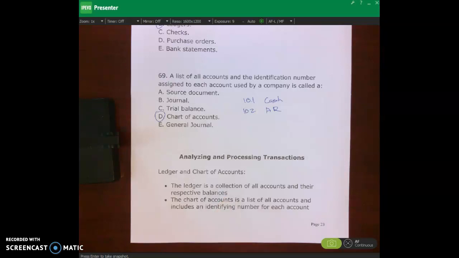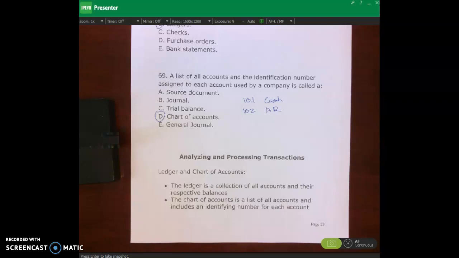And so we'll talk about the ledger and then the chart of accounts. We'll talk about debits and credits, double entry bookkeeping, and also how to calculate the balance in a general ledger account. Okay. We've had some discussions in the first lecture video for Chapter 2 about what is a ledger and what is a chart of accounts.